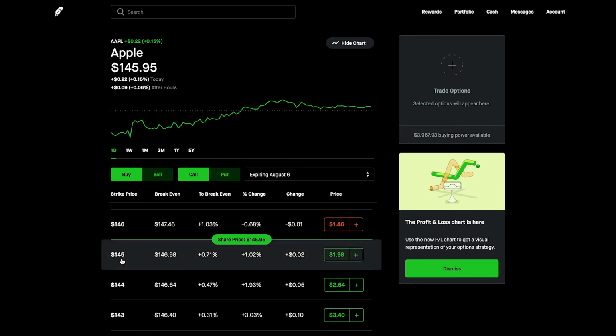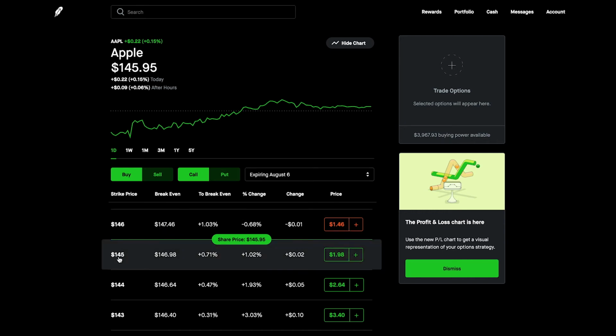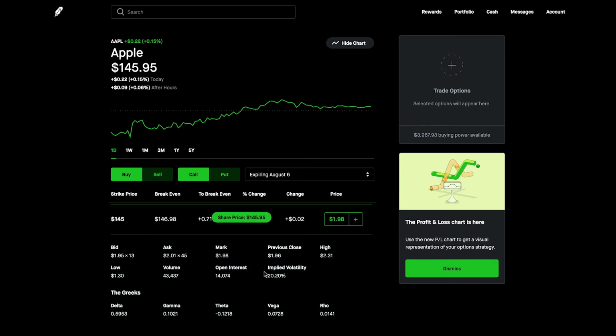So let's just use this 145, for example. This 145 strike price has time left because it does not expire until August 6th, which is about 7 days away. It has volatility. If we click on here, we can see the volatility: there's 20.2%. That's not terribly high, but there is still some in there. So the time until expiration and the implied volatility contribute to the option's price. But we've also got intrinsic value for these in-the-money options.